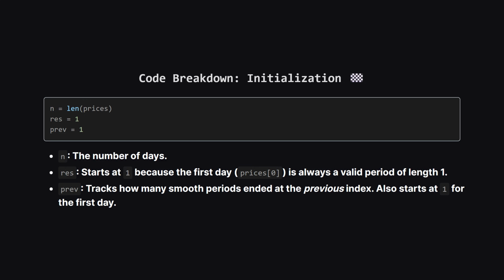First, we set up our variables. We get the length of the prices list. We initialize our result variable, called res, to 1. Why 1? Because the very first day in the list counts as a period, no matter what. Similarly, we set our previous variable to 1. This variable represents the number of smooth descent periods ending at the index just before the one we're currently looking at. Since we're about to start our loop from index 1, previous holds the count for index 0.